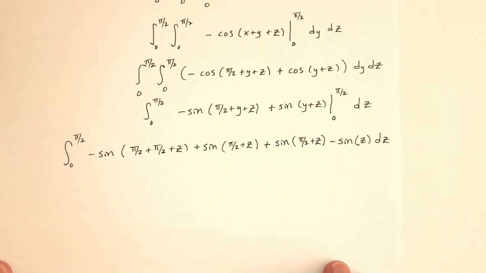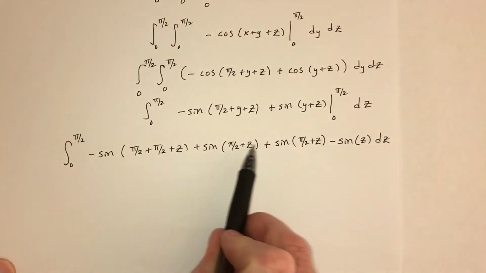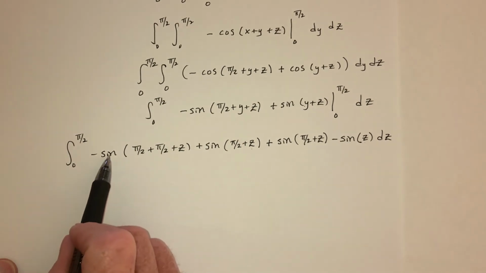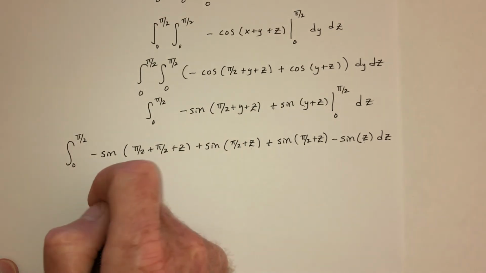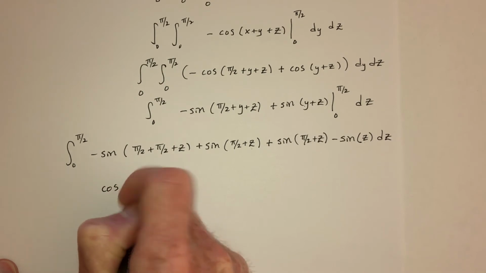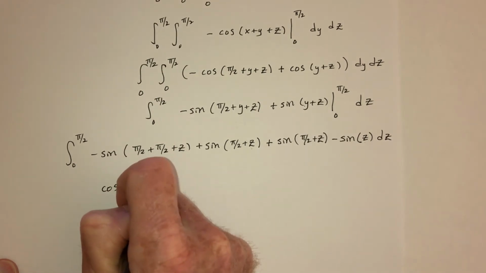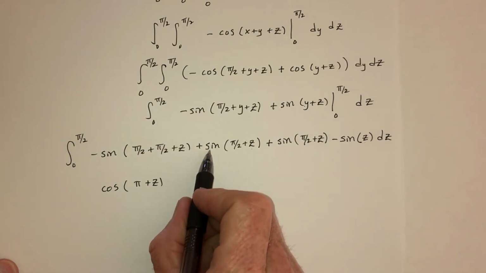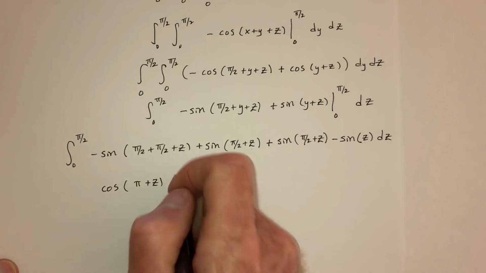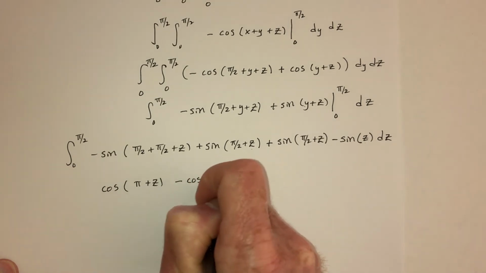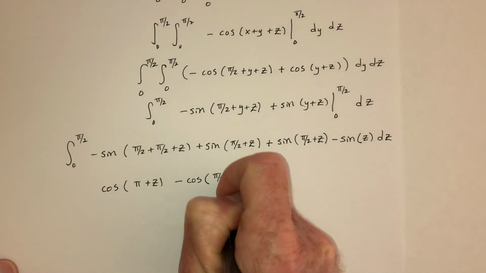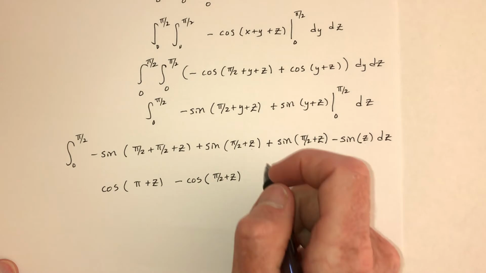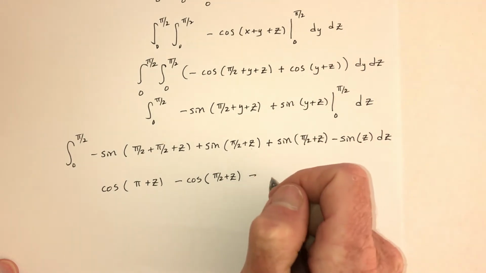Okay, now integrate with respect to z. So let's see, they all have a z, so that means I do need to integrate each and every one of them. The antiderivative for negative sine, that's going to be cosine. So these two I can combine, that makes pi plus z. Let's see, the antiderivative for positive sine is negative cosine.